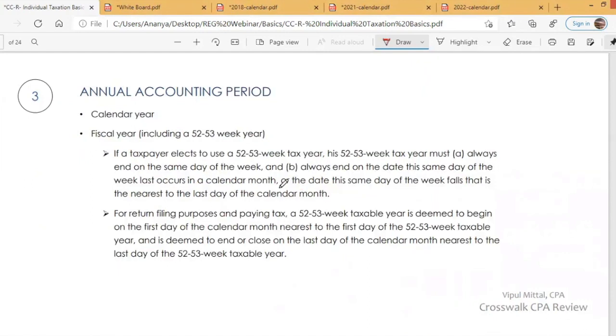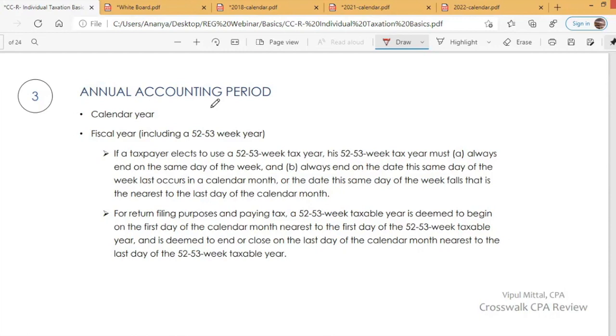All right, so your tax year may be an annual accounting period or a short period. Annual accounting period is for 12 months and short period is for less than 12 months. Your annual accounting period may be a calendar year or a fiscal year, including a 52, 53 week year. So you elect either a calendar year or a fiscal year, including a 52, 53 week year.